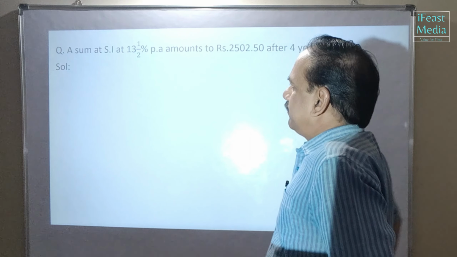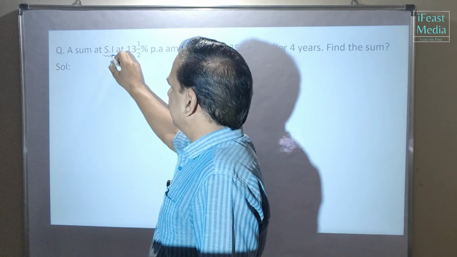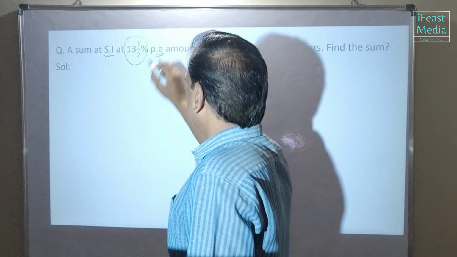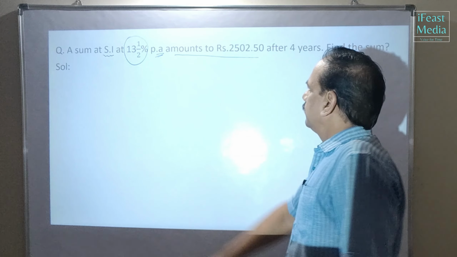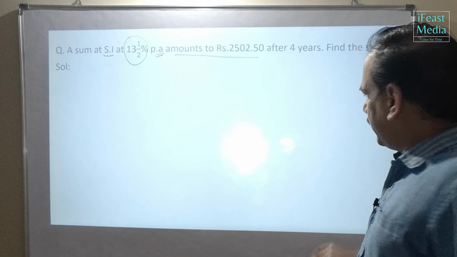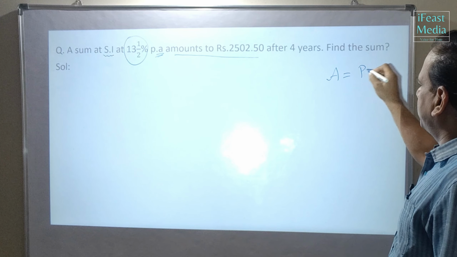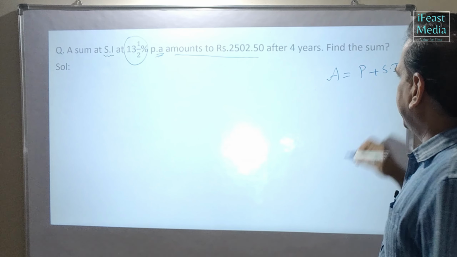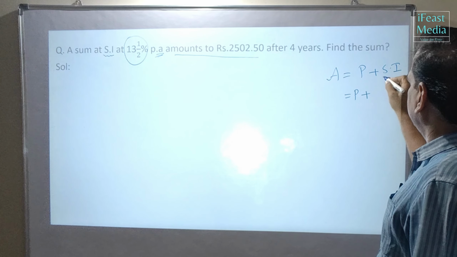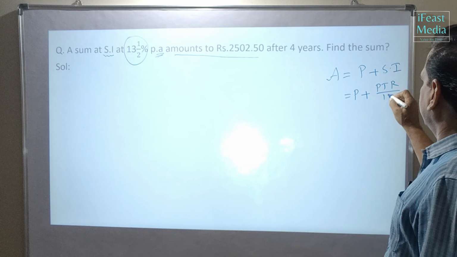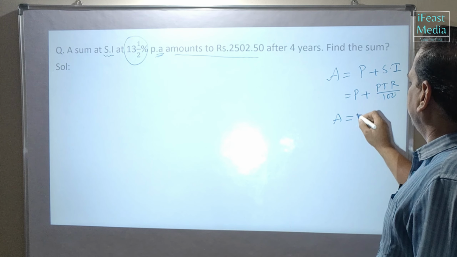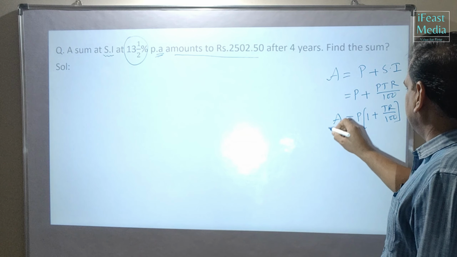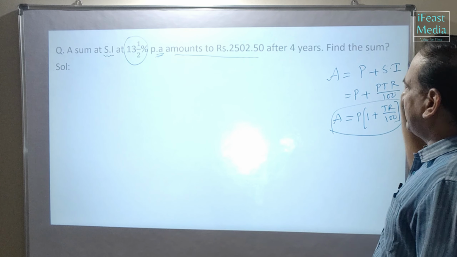Coming to this problem, a sum at simple interest at 13.5% per annum amounts to 2502.5 rupees. What is amount? Amount is principal plus simple interest. This is P plus simple interest, which is PTR by 100. So amount is P into 1 plus TR by 100. This is called amount. Amount is principal plus interest.